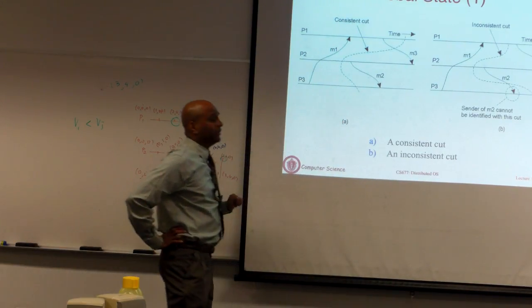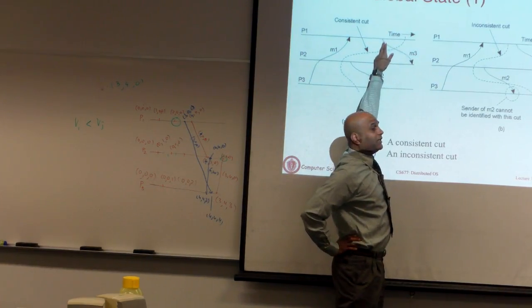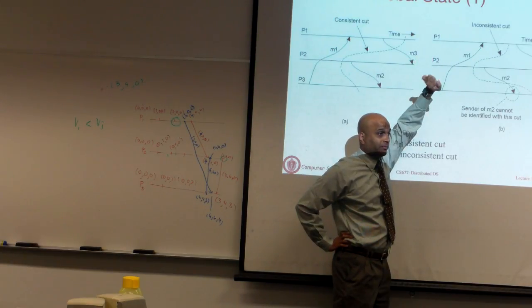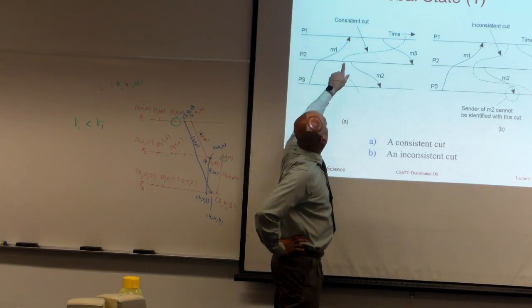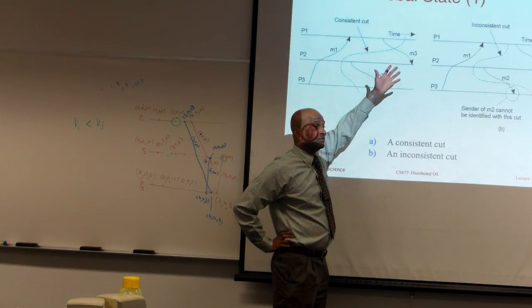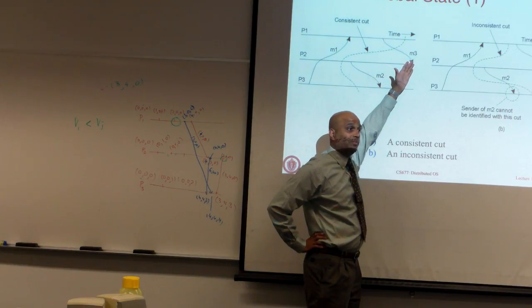In that case, what do you think will happen? Because P1 is starting here, M3 is already sent, so it will just continue executing. It's not going to resend M3. P2 is starting from here. But now, because you did not checkpoint messages in transit, M3 will never be received and processed by P3.